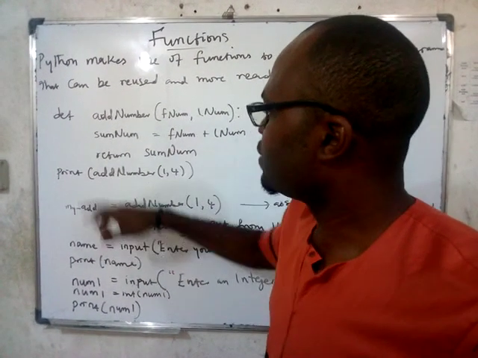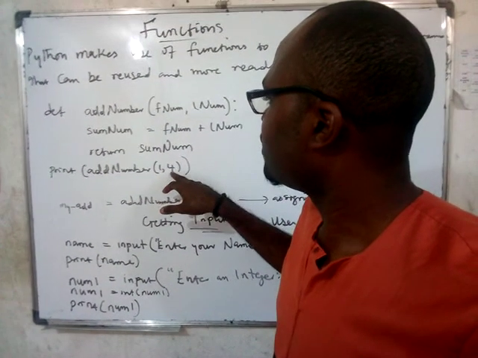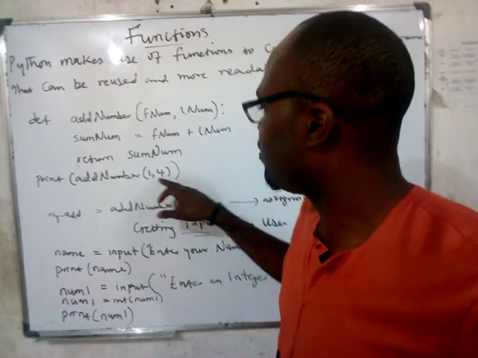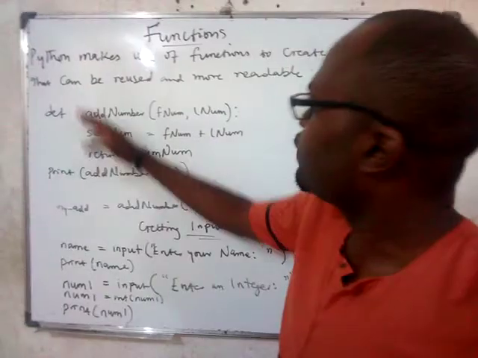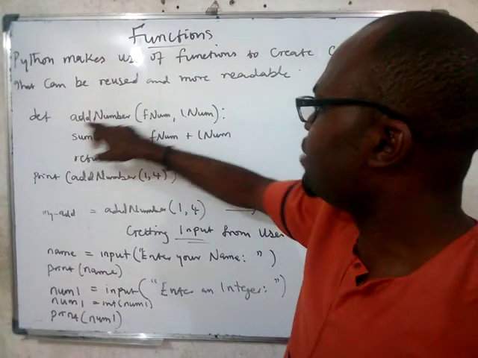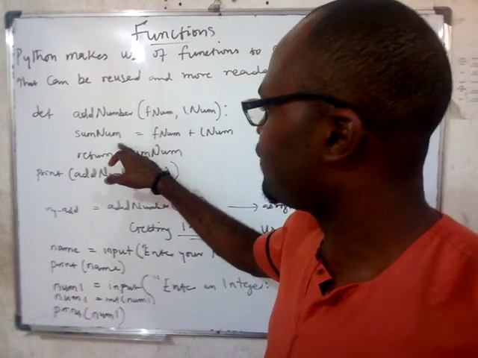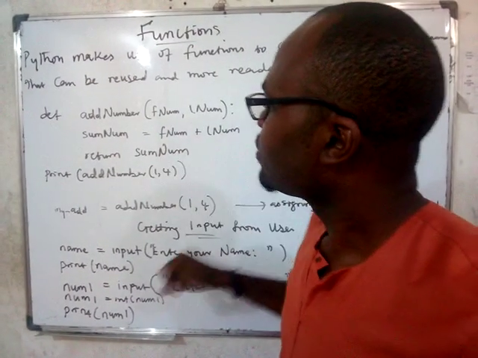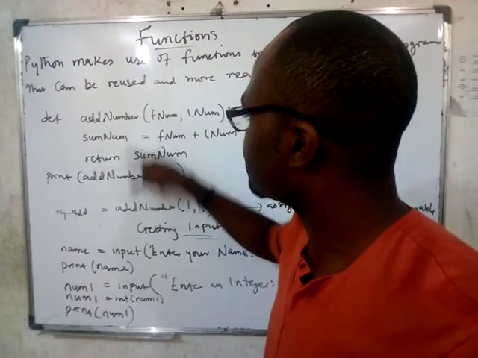You understand? So now you're calling this function addNumber and you're passing the arguments 1 and 4. It's going to do this for you and return the sum. It's going to add 1 plus 4, so the answer will be 5. So you see, if you want to write a Python function, first of all you use the def keyword, then the name of the function, passing the arguments. Then write the function code. And the function code here is sumNum equal to fnum plus lnum, return sumNum. Whenever you call this function, this will be done.